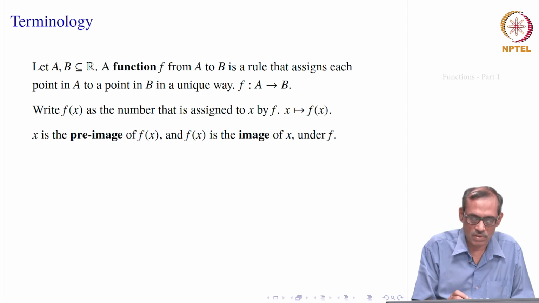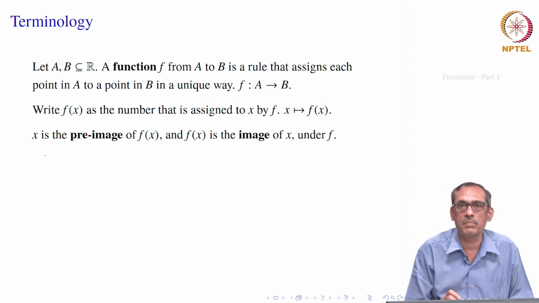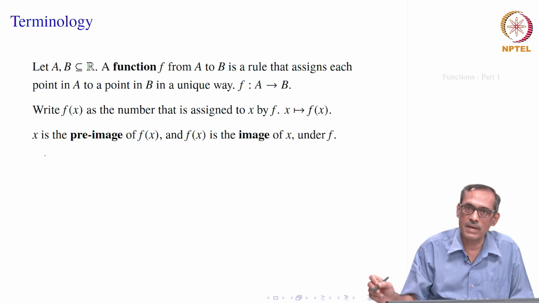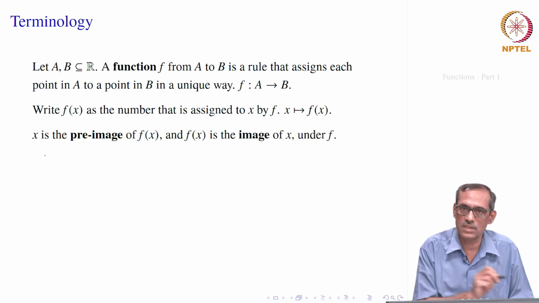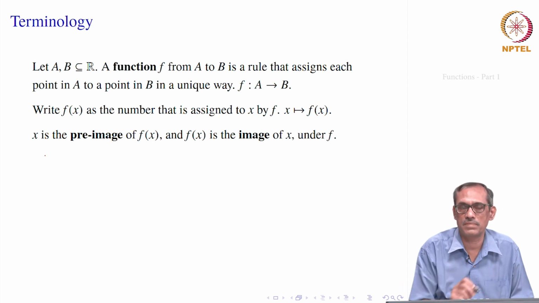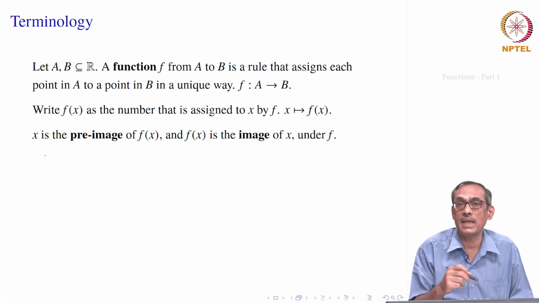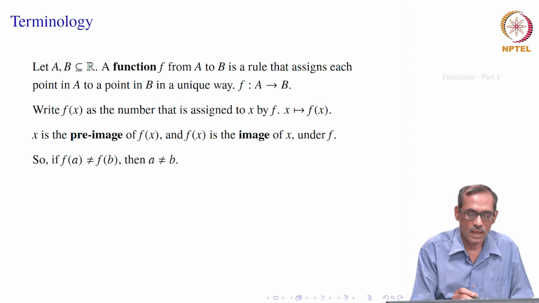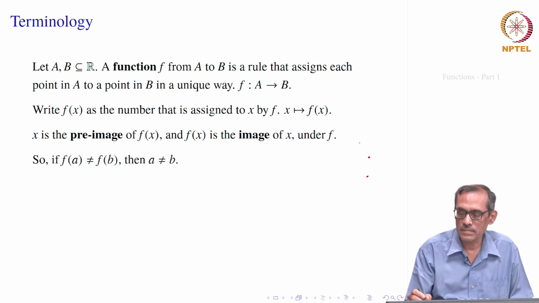We will fix some more terminology. We will say that x is the pre-image of the number f of x under f. It is coming from x, so it is the pre-image of f of x. Similarly, f of x is the image of x under f. This unique way is telling that if you start with two numbers in B and look at from where they have come, it is never possible that they have come from the same element.